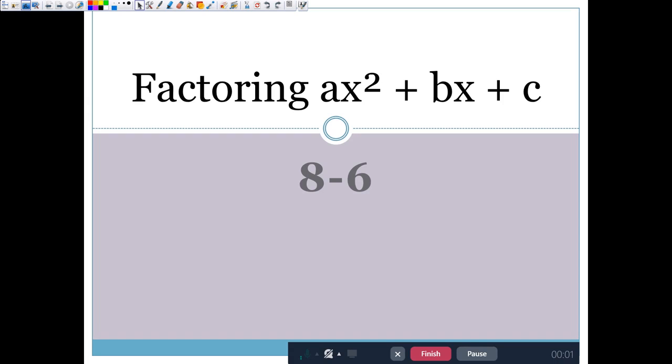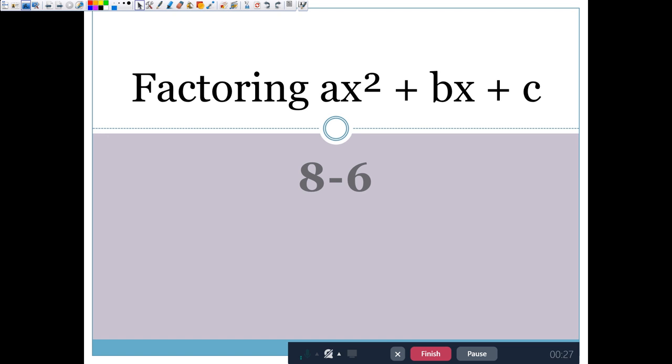So yesterday, or Friday, we learned how to factor if the number out front is 1. Now we're going to learn how to factor if the number out front isn't 1, okay? And we're going to learn 3 different methods of doing this. However, there's one that I consider to be the easiest or best method for you to use, and I will tell you which one that is.